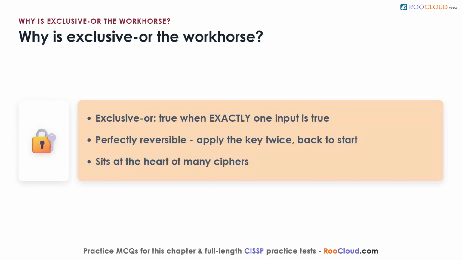Why is one operation the workhorse of encryption? Because the exclusive OR operation has a magical property. Exclusive OR returns true when exactly one input is true, but false when both match. The magic is that it is perfectly reversible. Apply the same key twice with exclusive OR, and you land right back on the original data. That is why it sits at the heart of so many ciphers. Think of a light controlled by 2 switches at opposite ends of a hall. Flip either one to change the state, flip it again to change it right back.